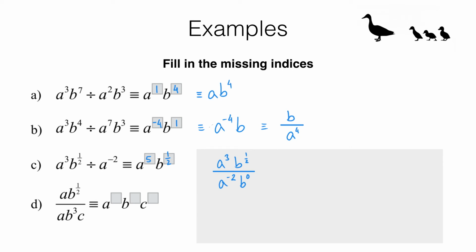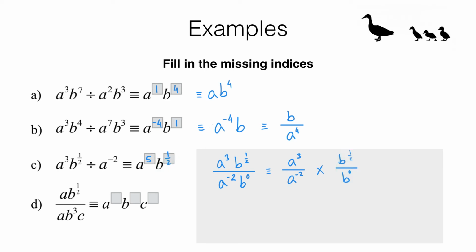And then, like I demonstrated earlier in the video, we can split this up into a product of two fractions. And from here, hopefully you can see why we can do 3 minus negative 2 to get the 5, and a half minus 0 to get the half here.